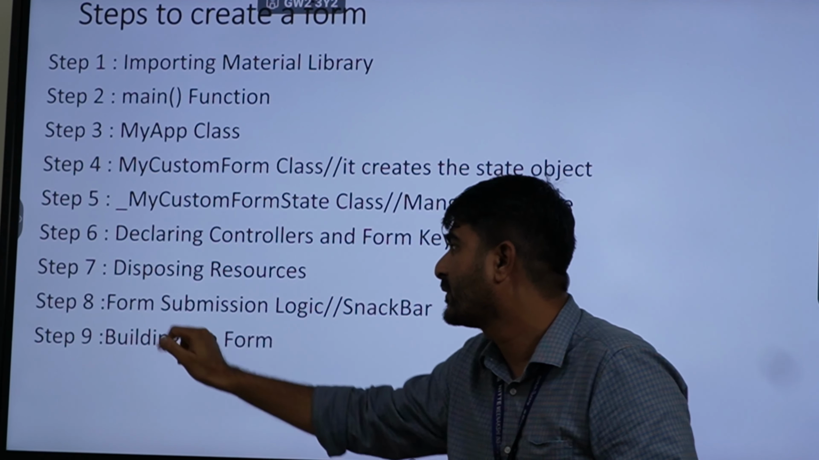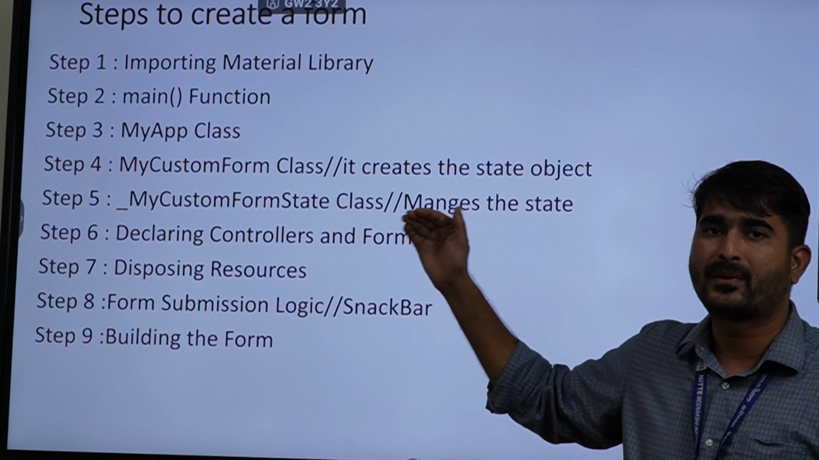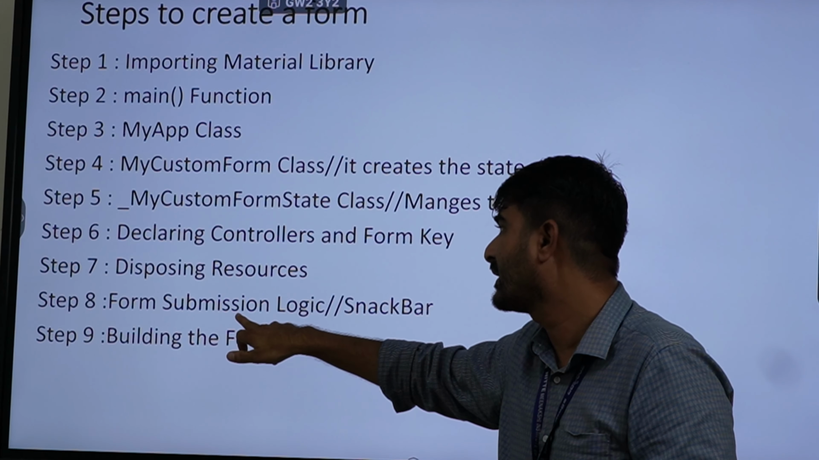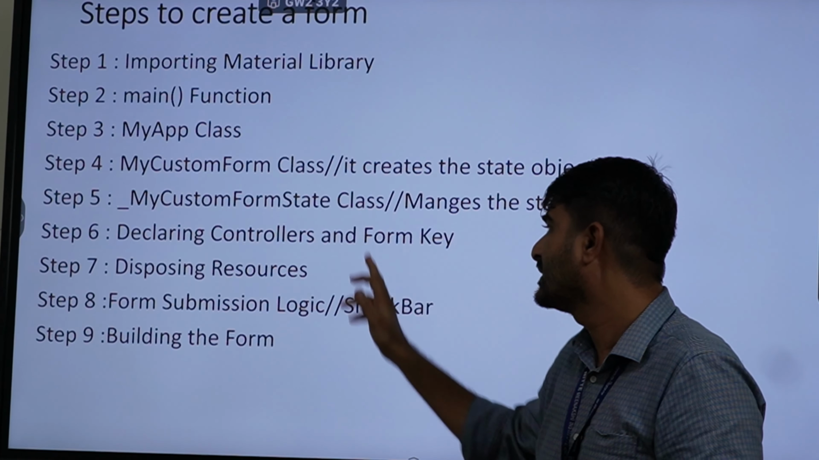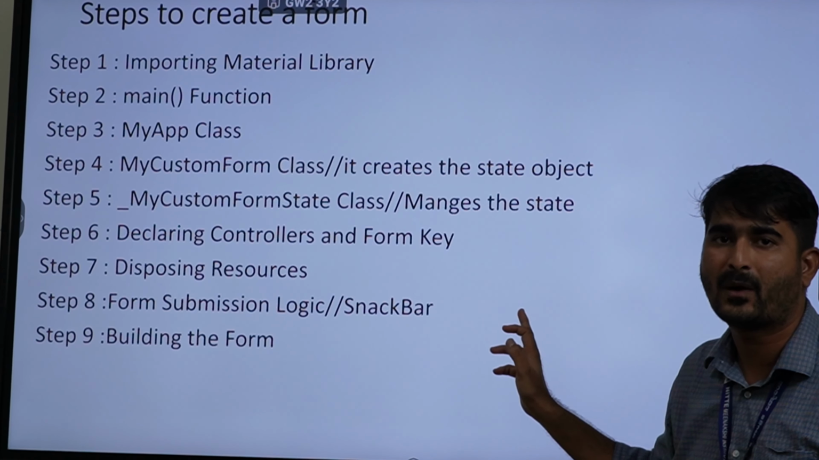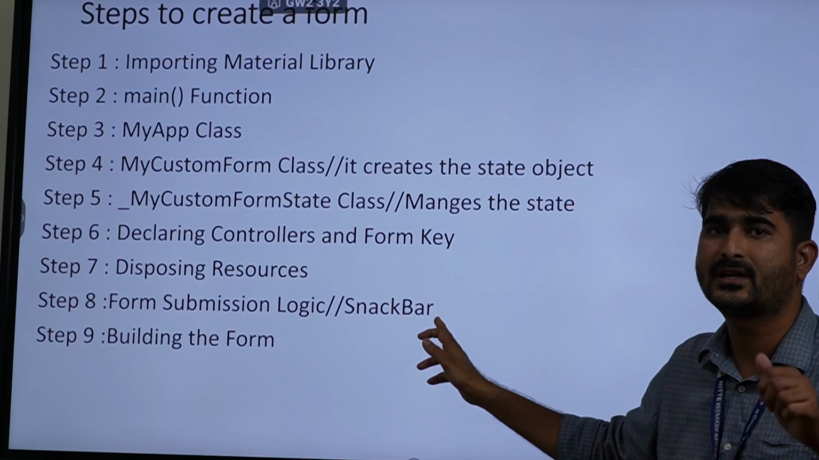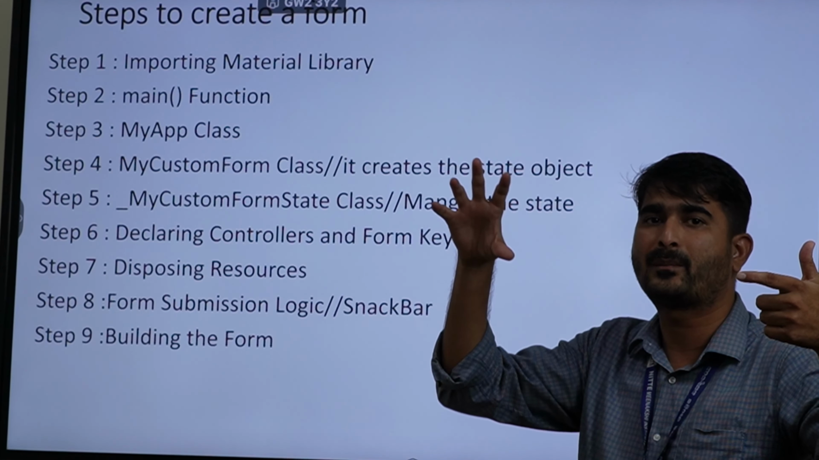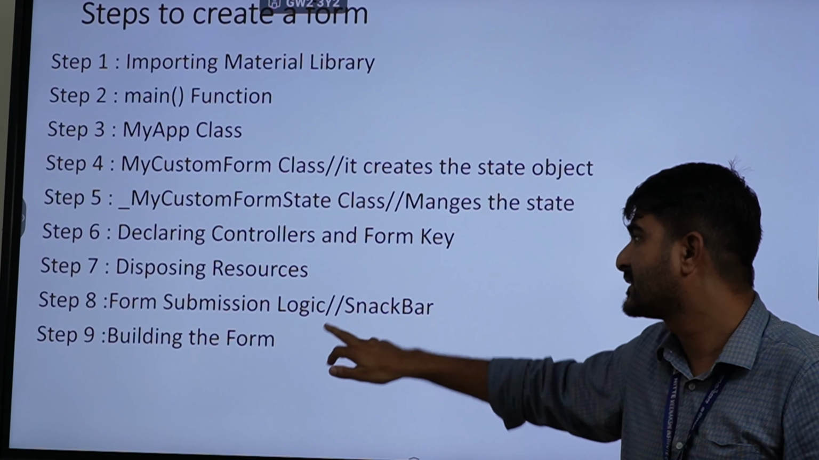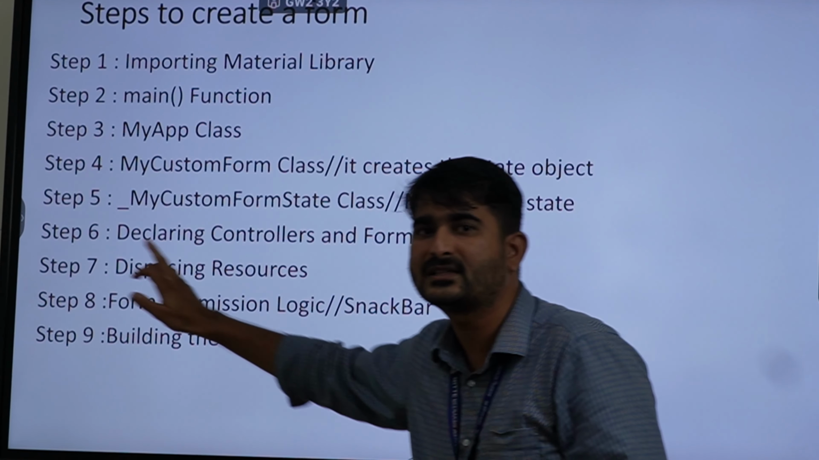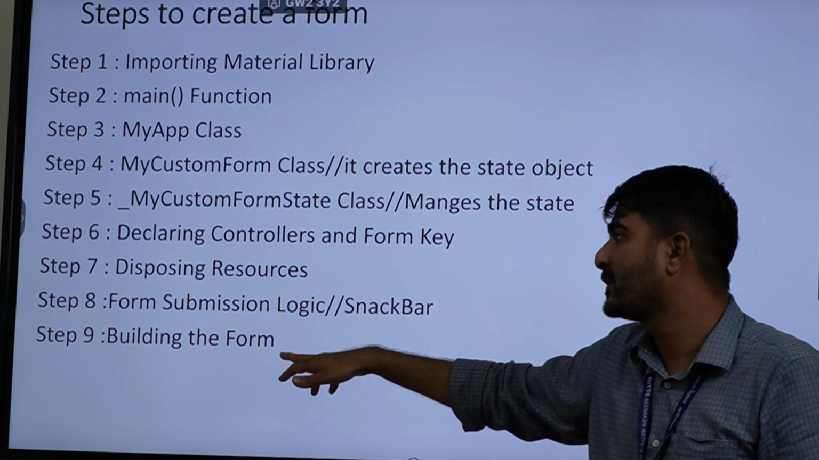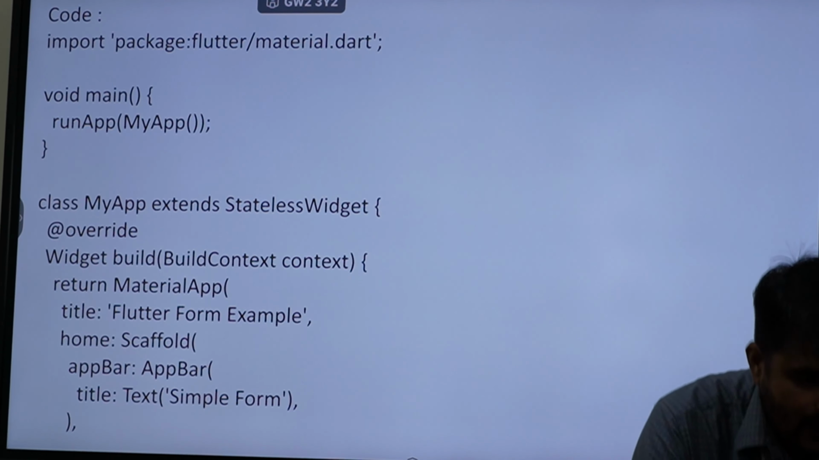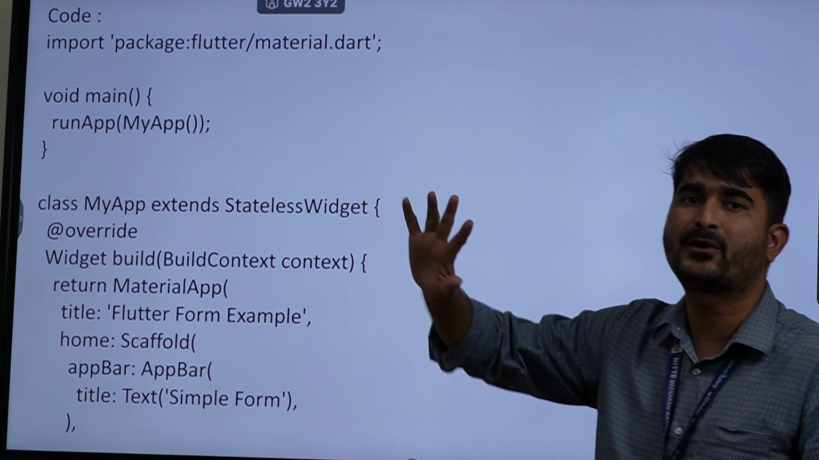In step 8, if I give the proper name and USN, or proper name and email ID, it will take us to the next page. At that time I will be getting the pop-up message. The pop-up message can be called a snack bar, as I showed in the demonstration. If I give the name and email ID properly, I will be getting some pop-up message. That pop-up message can be called a snack bar. The snack bar comes under step 8. In step 9, I will be building the form. Now, whatever steps I have explained, based upon those steps I have written the code over here.